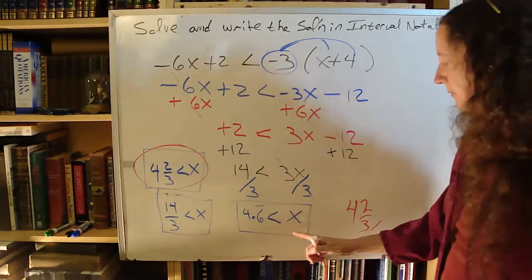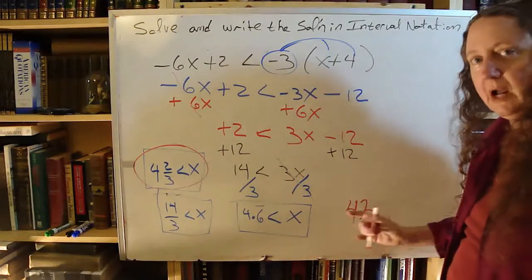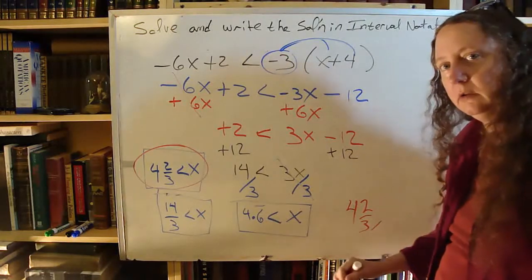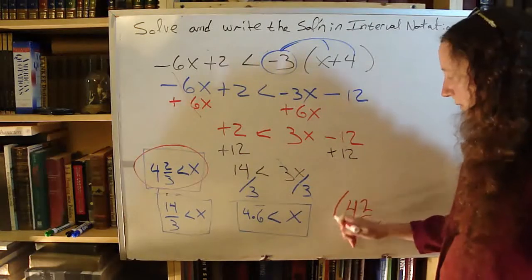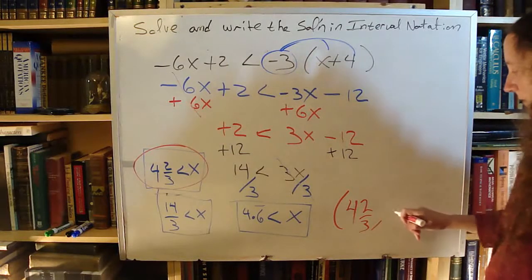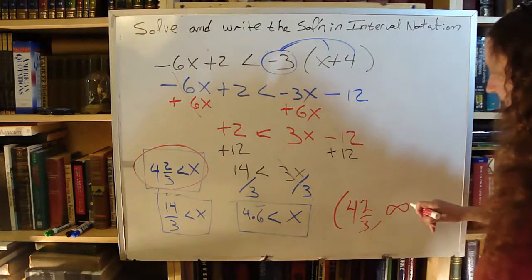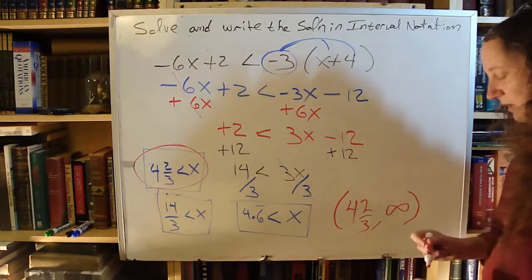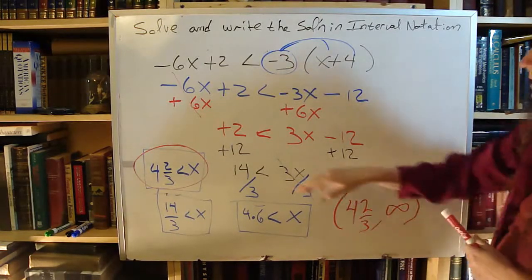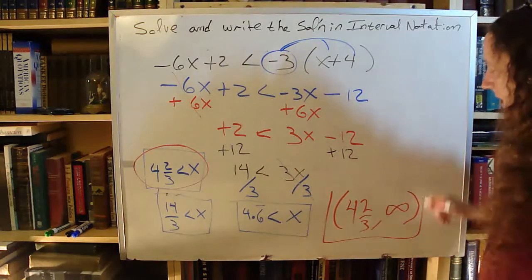Now I have to figure out what symbol goes here. Parentheses or bracket. Do I have an equal sign? No. No equal sign, I put the parentheses. What goes over on this side? How big does this number get? Goes all the way up to infinity. Infinity always gets parentheses. So now I have my interval notation here, my inequality notation there, and I am done with my problem.